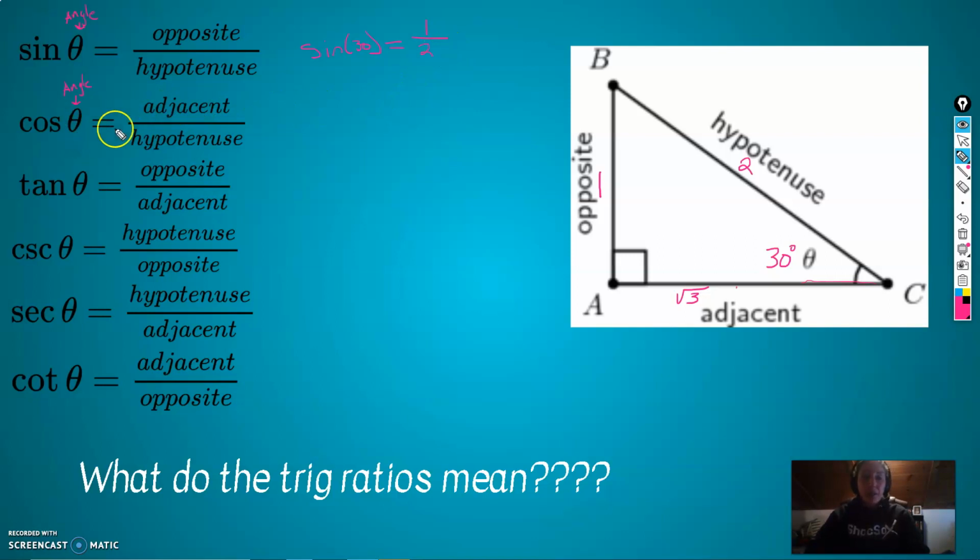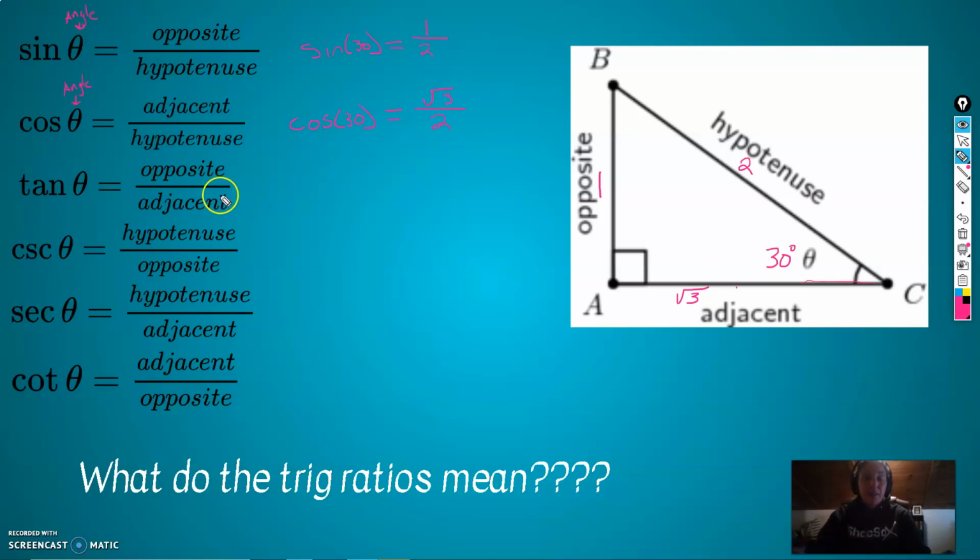Now if you put cosine of theta, and remember we've said theta is 30 degrees, cosine of 30 degrees is equal to the adjacent side over the hypotenuse. The adjacent side in this case is root 3 over the hypotenuse, which is 2. So the cosine of 30 degrees is square root of 3 divided by 2. If you put this in your calculator, you get a decimal. You put that in the calculator, you will get the same decimal.